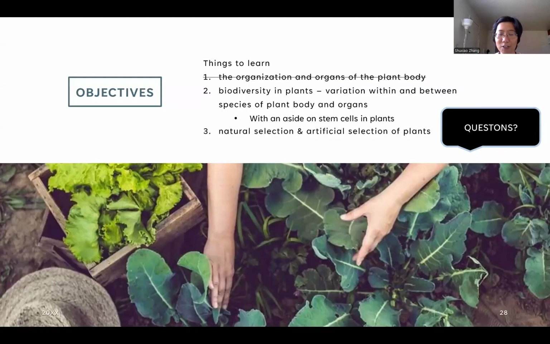Okay, so that covers the first part, the main organization and organs of the plant body. And now we're going to move on and talk about biodiversity in plants. So this gets into the difference in the plant body and organs and all the variations you can see.